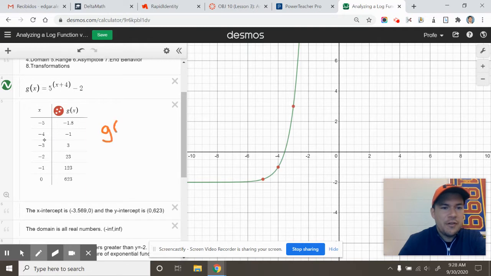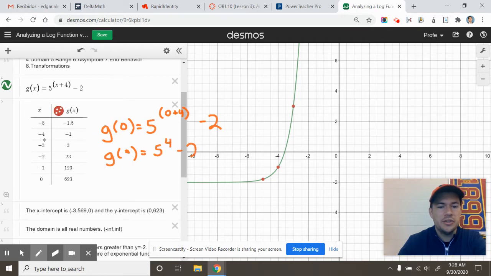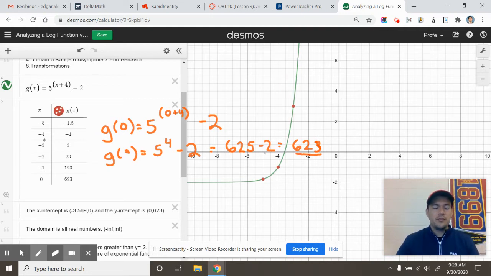So for example, if I wanted to find g of 0, all right? In other words, the y-intercept, I'm going to say 5 to the 0 plus 4 power minus 2, all right? So I get g of 0 is, well, that's 5 to the 4th minus 2, a simple little calculation, right? Well, 5 to the 4th is actually 625. And if I take away 2, I will get a y-intercept of 623. All right? So that's how you evaluate with the exponential functions.